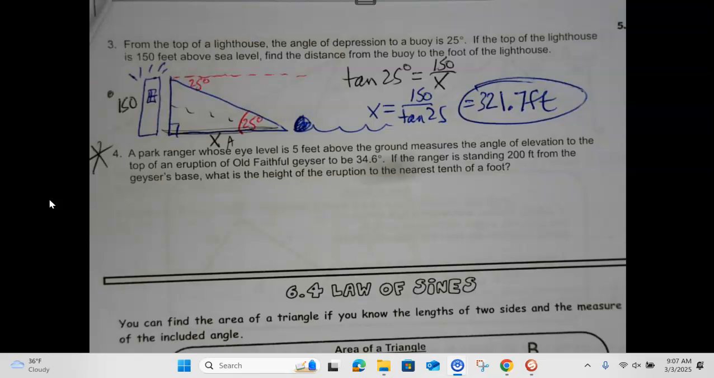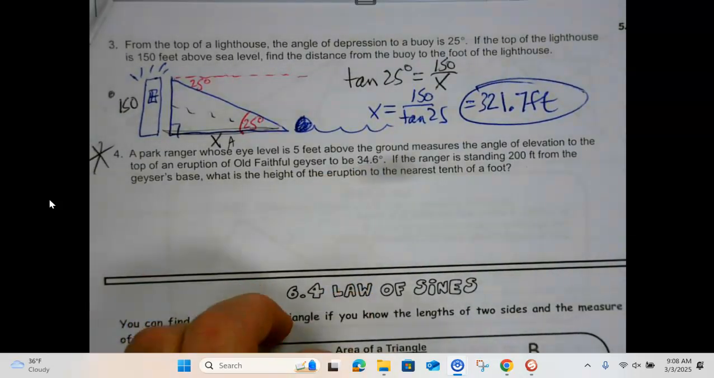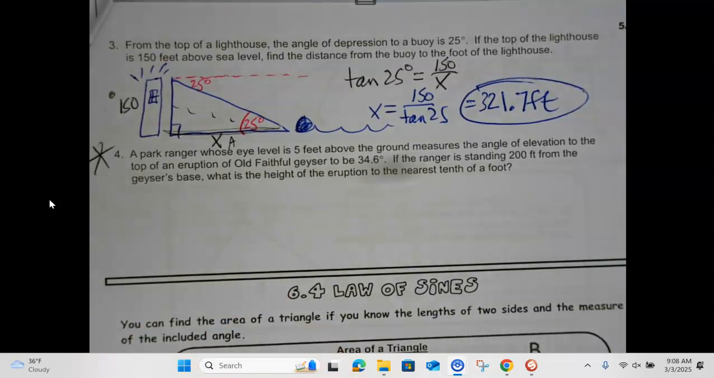A park ranger whose eye level is 5 feet above the ground measures the angle of elevation to the top of an eruption of Old Faithful. Geyser. Almost said geyser. Oh boy. To be 34.6 degrees. If the ranger is standing 200 feet from the geyser's base, what is the height of the eruption to the nearest tenth of a foot? Okay.